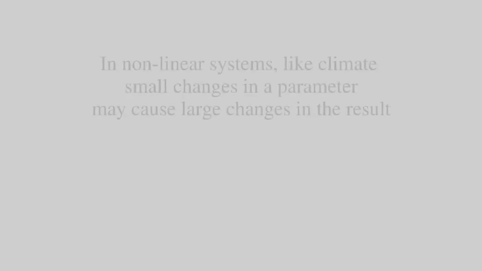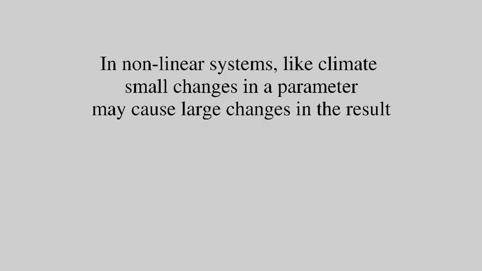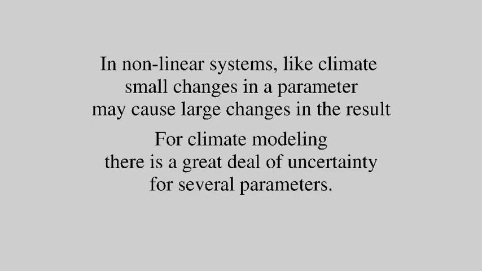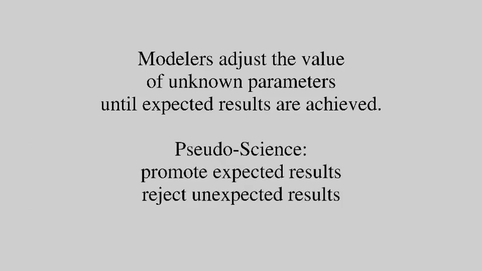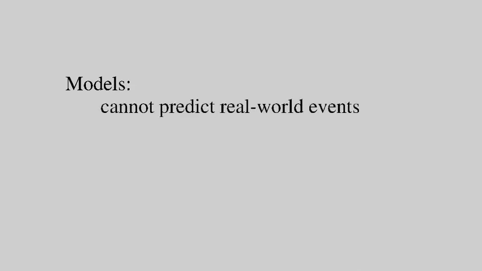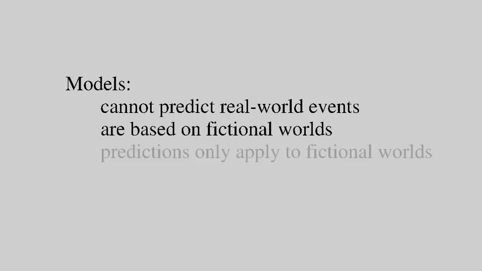Compounding this issue is the fact that, in nonlinear systems like the climate, small changes in parameters often result in large changes in the result. For climate modeling in particular, there is great uncertainty for the values of a great many parameters. To deal with these uncertainties, modelers adjust their unknowns until they achieve results they expect. However, this is a form of pseudoscience because it promotes results we expect and rejects those we don't. Despite these issues, models still serve many useful purposes. However, predictions in the real world are not one of them, because all models are based on fictional worlds and their predictions only apply to those fictions.